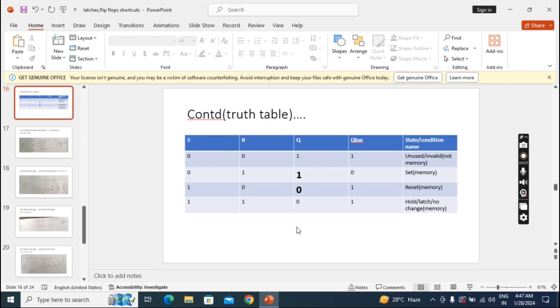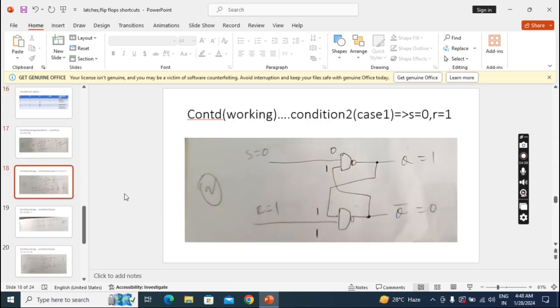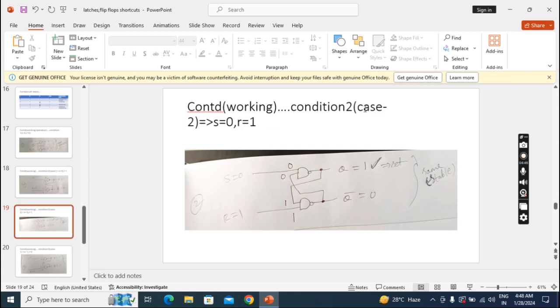Okay. Here you may get confused between stable output and hold. Hold means when we compare different conditions. Stable means in the same condition. Suppose I take condition 2, case 1 and condition 2, case 2 itself. In the same condition, when we compare outputs, that is called stable. But when we compare in different conditions, that is called hold. So this is the working of an SR non-gated NAND latch.